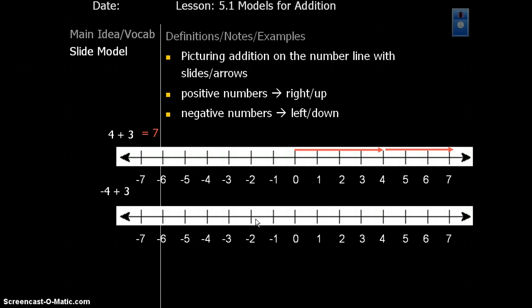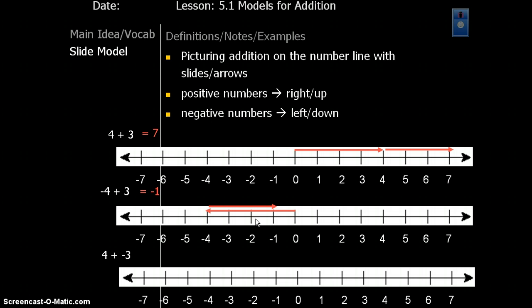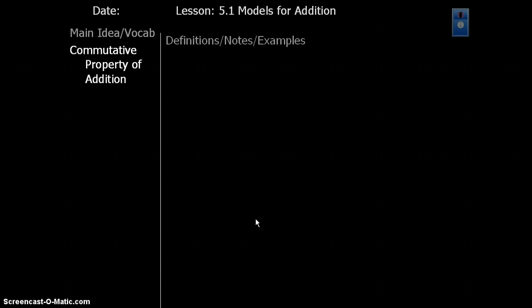A little bit more handy when we're adding negative numbers. For example, negative 4 plus 3. Negative 4 would indicate a slide from 0 to negative 4 units long. And then we would slide to the right 3 units, indicating that negative 4 plus 3 is negative 1. We can try another one, 4 plus negative 3. The positive 4 would indicate a slide to the right, and the negative 3 would indicate a slide to the left. 4 plus negative 3 equals 1.